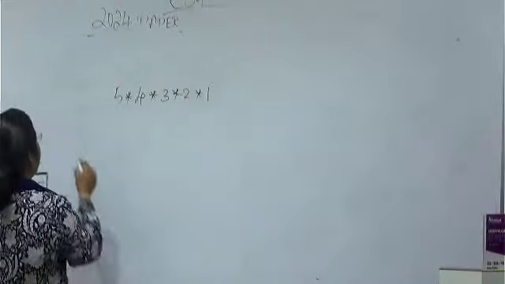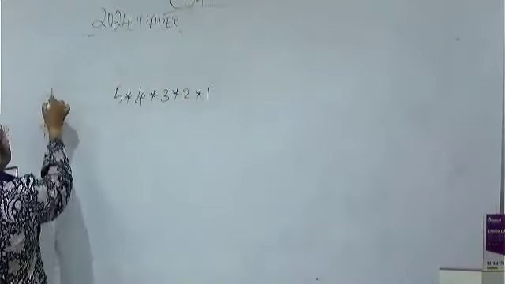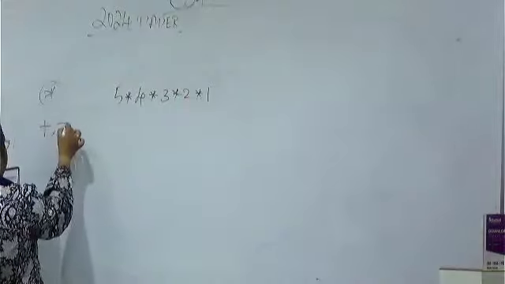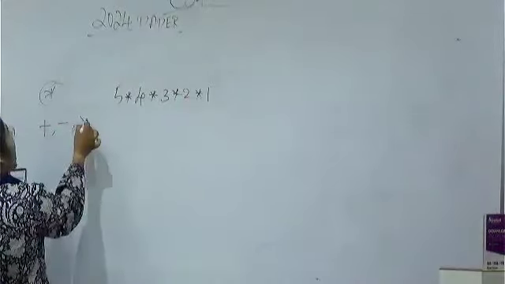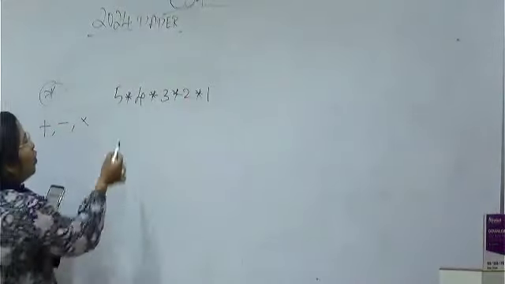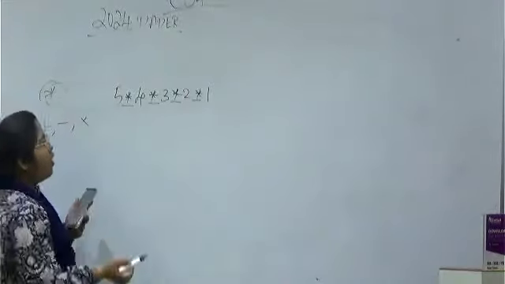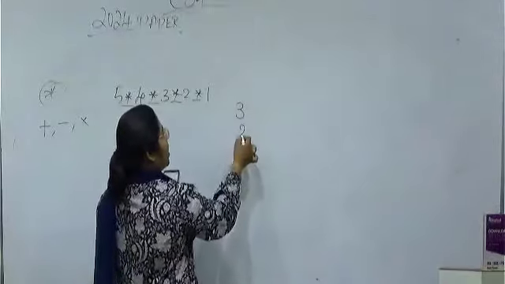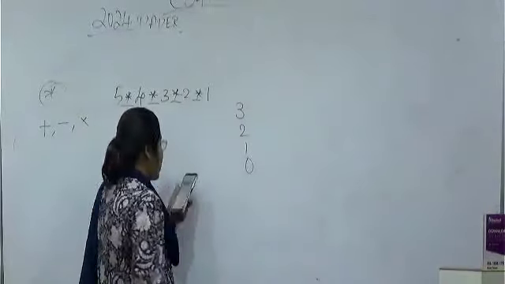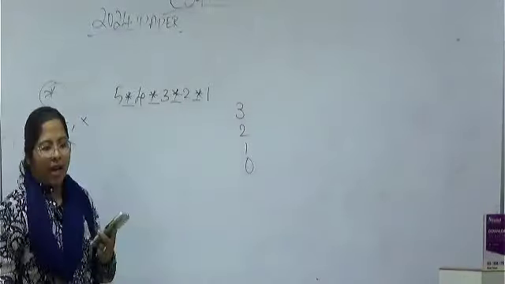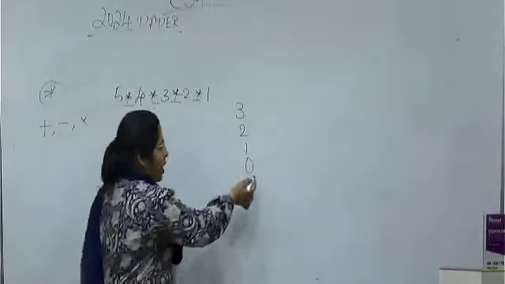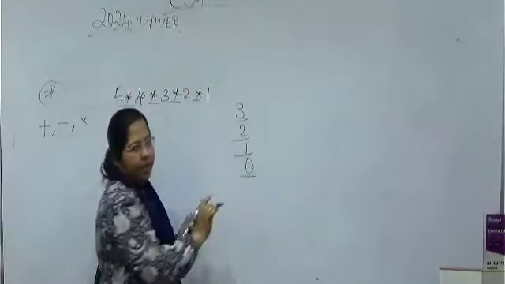And the star is what? It can be a plus. Star can be a plus, it can be a minus, or it can be a multiplication symbol. You put any symbol in between, and you should end up getting the minimum: 3, 2, 1, 0. That is the smallest non-negative value. It can be 0, it can be 1, it can be 2, it can be 3.